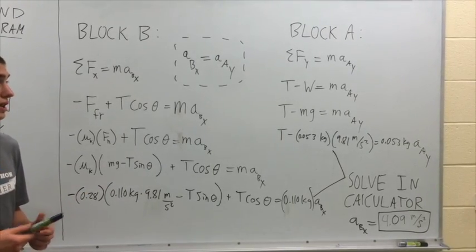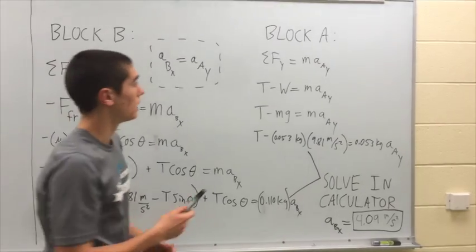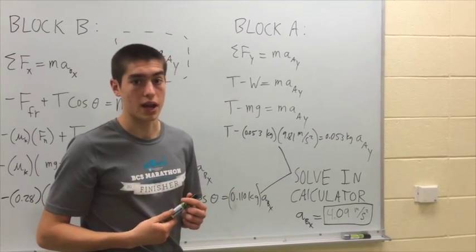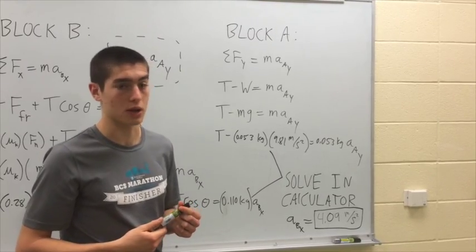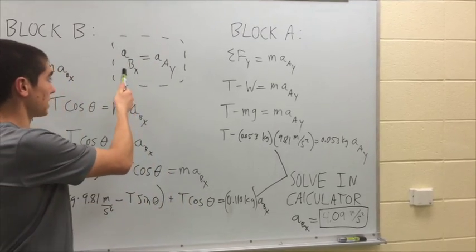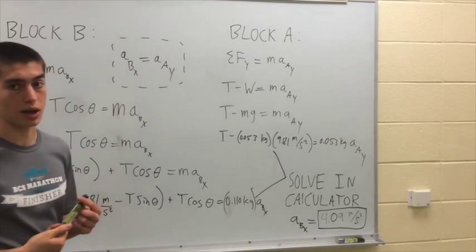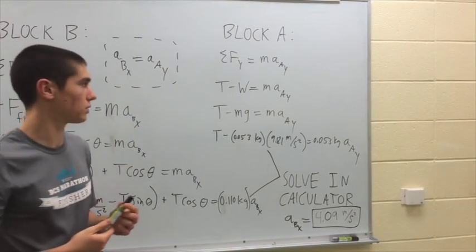Moving to the analysis of block A, we sum the forces in the y direction to arrive at the acceleration of block A in that direction. We see here the acceleration of our block B in the x direction is the same as the acceleration of our block A in the y direction. So we're going to solve for those together.